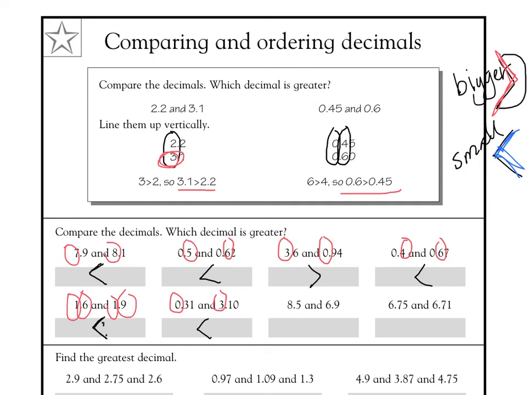Moving on to the next number, we have an 8 and a 6. So we know that 6.9 is less than, so we would use the symbol. And the next problem is 6 in common, and then we move to the 7, it's also in common, and then the 5, and the 5 is bigger than the 1, so we would use the greater than symbol. I hope this helps when you are comparing and ordering decimals.